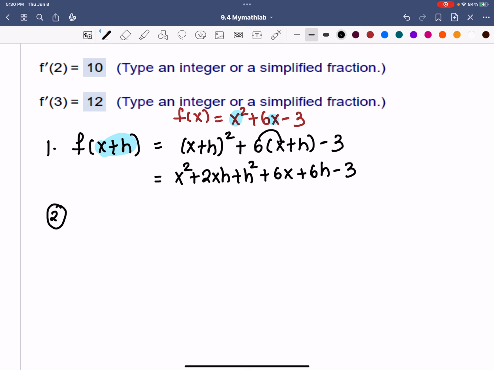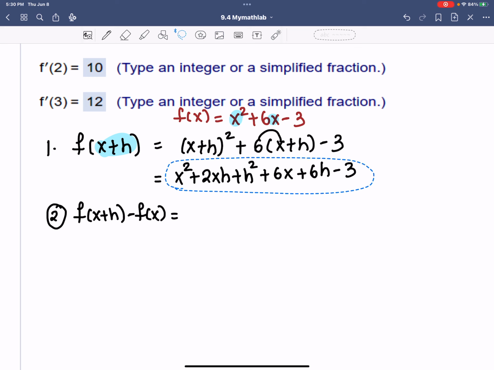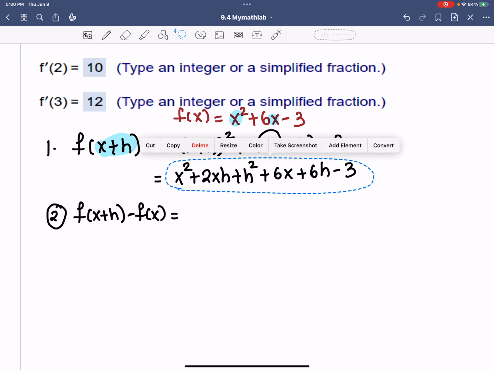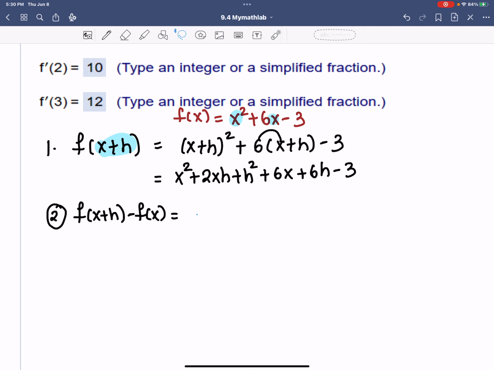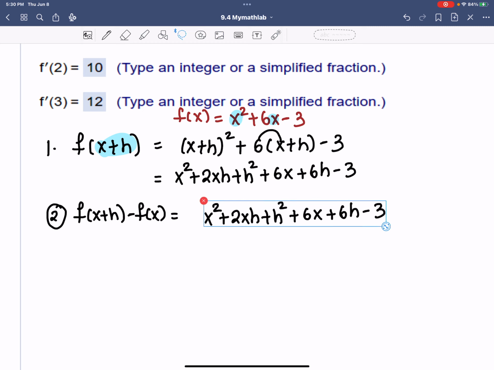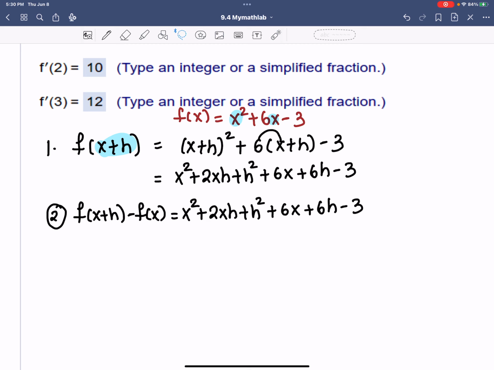My second step is f of x plus h minus f of x. So that means I'm subtracting. So I'm bringing down my f of x plus h, which I'm going to copy and paste. And what am I doing? I'm subtracting my f of x. What's my f of x? x squared plus 6x minus 3.